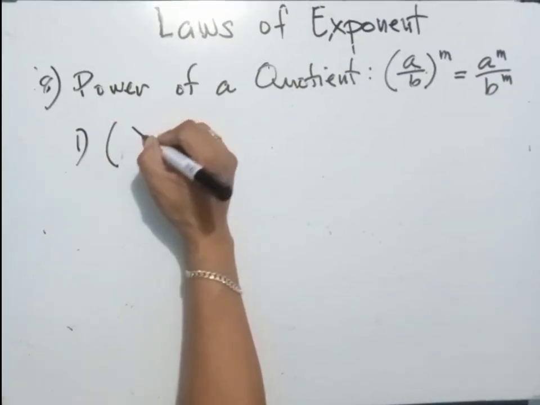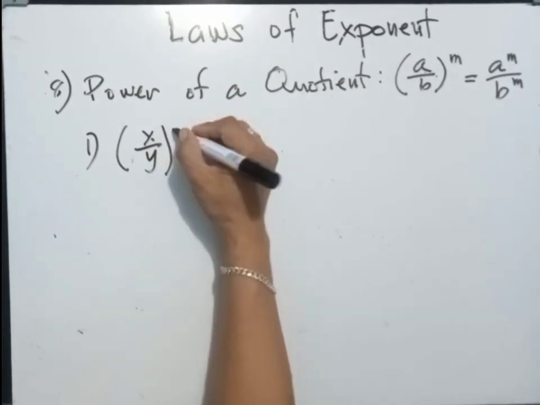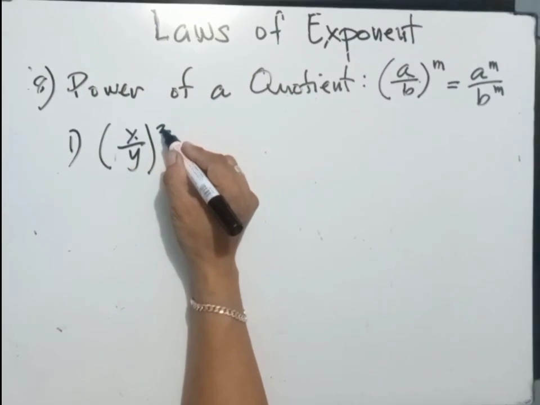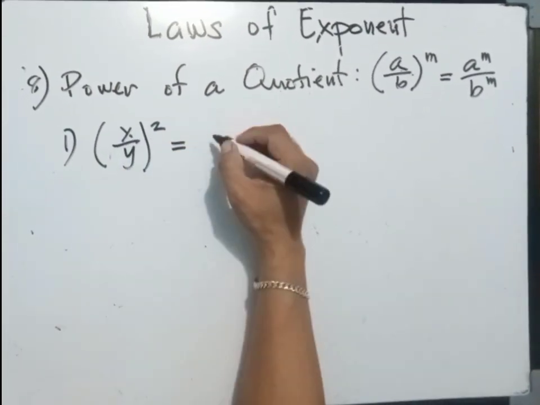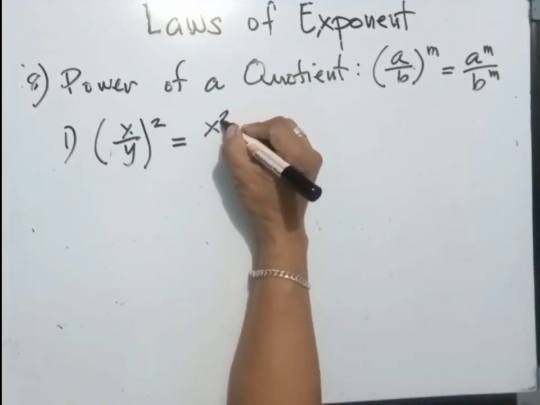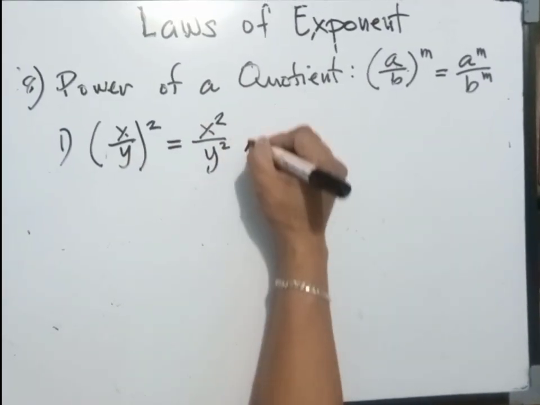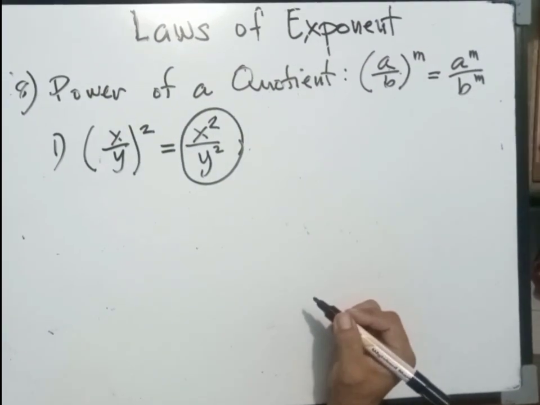Example number 1. The quantity of x over y to the second power. I-distribute natin yung exponent na 2 sa numerator and denominator. That will be x squared over y squared. That will be our final answer.